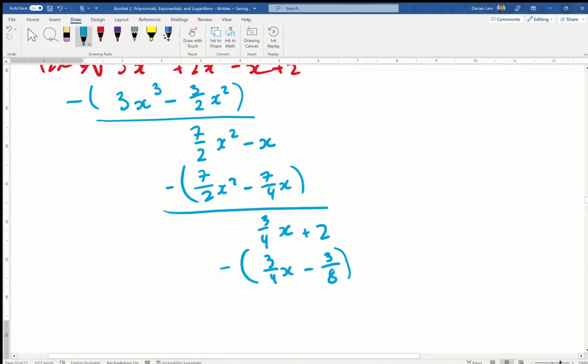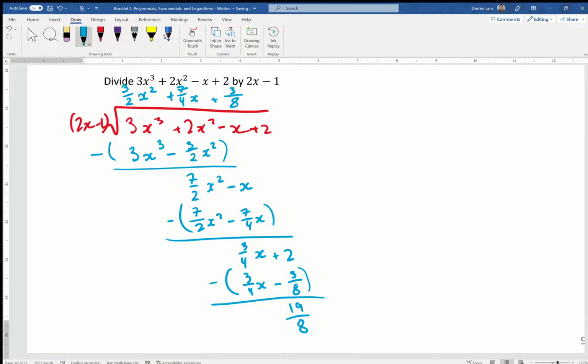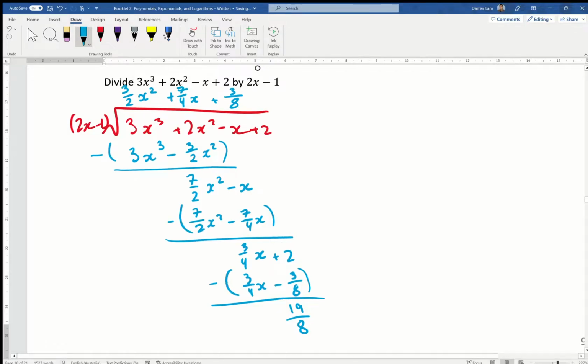There we go. And we end up with 2 plus 3 over 8, which ends up being 19 over 8. Oh, that is gross. Okay, let's write our answer out.